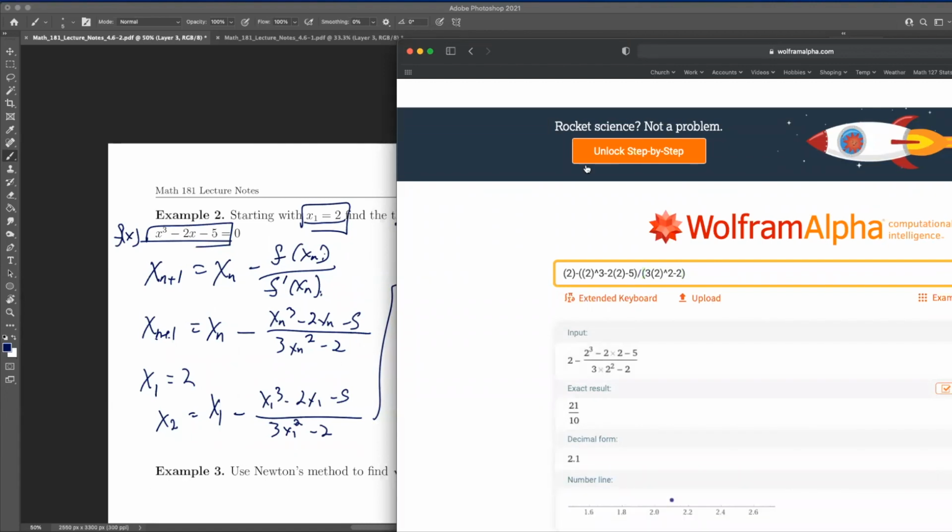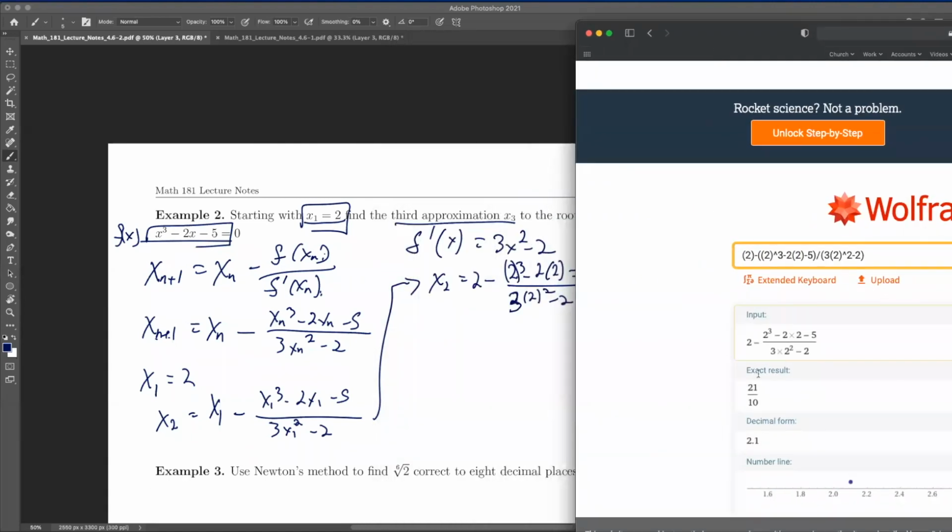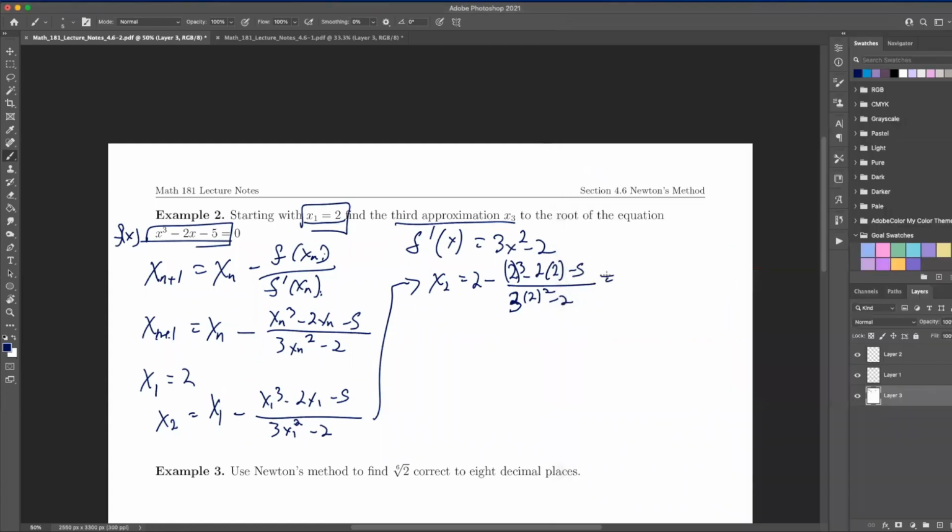Does this look exactly like what we have here? Let me double check. 2 to the third, minus 2 times 2, minus 5, over 3 times 2 squared minus 2. Yes, okay, so we get 2.1, right? So here we get x2 is 2.1. So what do we want to do now? Well, we just plug in 2.1.